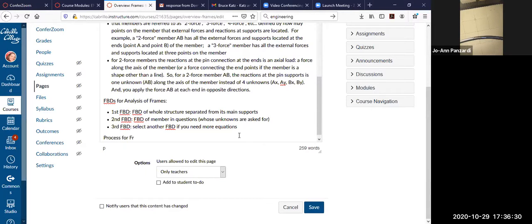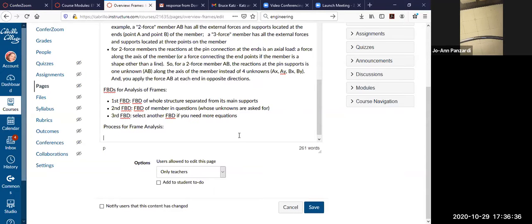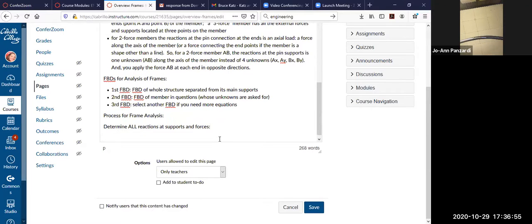for frame analysis. And there's two processes, right? One, when you have to determine all reactions at supports and forces. And in that case, what do you do? Let me put a bullet, hang on.